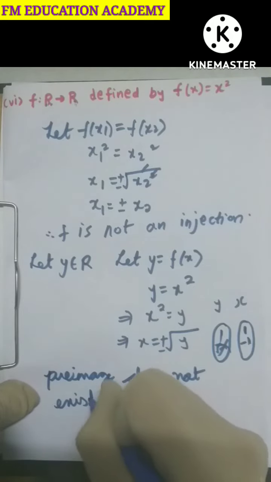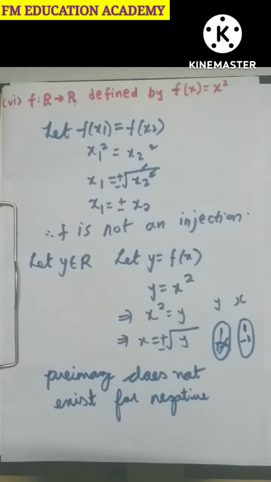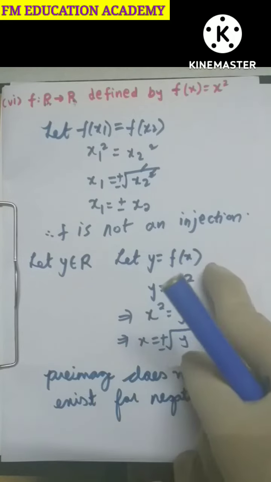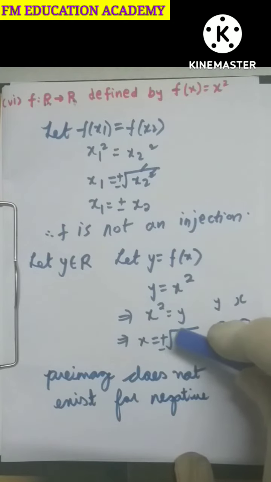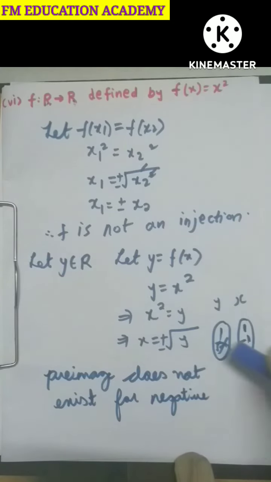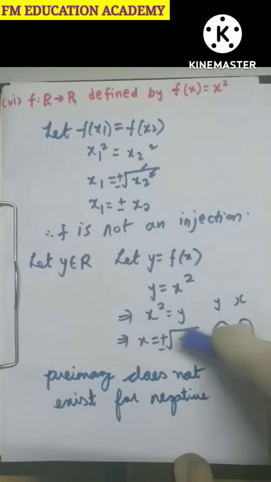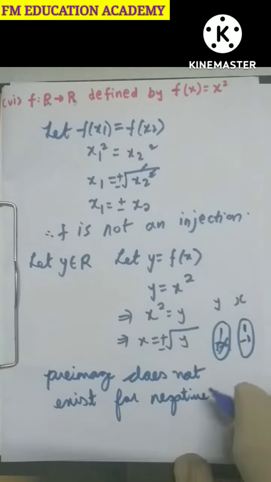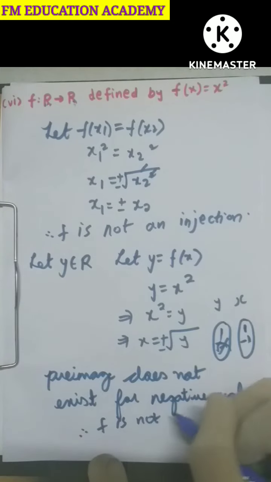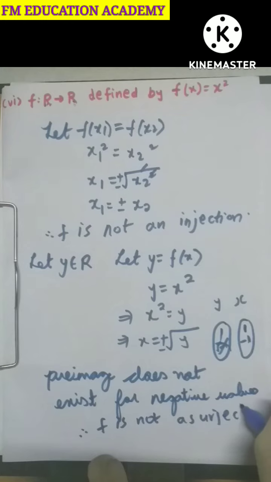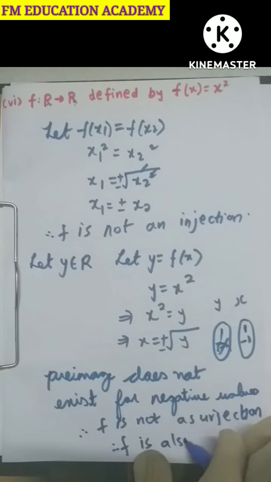Since pre-image is not existing for negative values, here we didn't get f of x is equal to y. We had assumed y is equal to f of x. We got the value of x is equal to plus or minus root y. But when we substitute this value of x is equal to plus or minus root y in this, we'll get a negative answer. And we know root of negative values cannot be defined. Since root of negative values cannot be defined, we'll not get an answer only. It means that pre-image does not exist for negative values, means it is not a surjection. So we can say f is not a surjection. And since f is not a surjection, f is not an injection, then f will also not be a bijection.